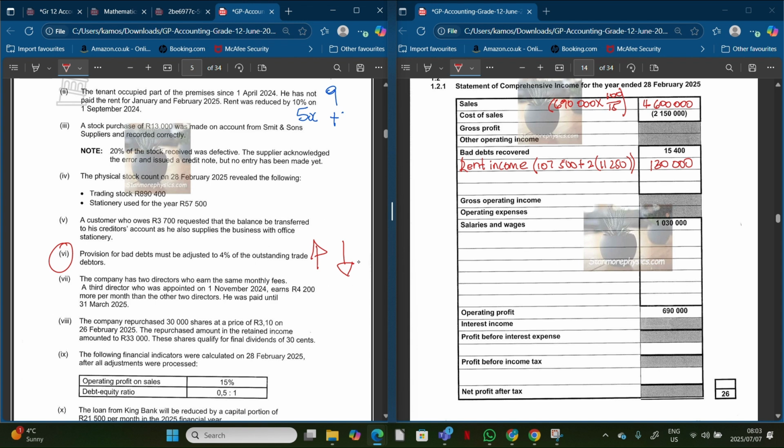So meaning that we are decreasing that value for provision for bad debt. So that's why it becomes a what? It becomes an income. So now let's record it. So we're going to have what? Provision for bad debt. So I might not have space.